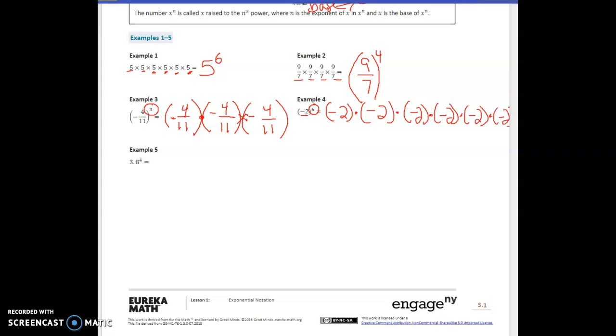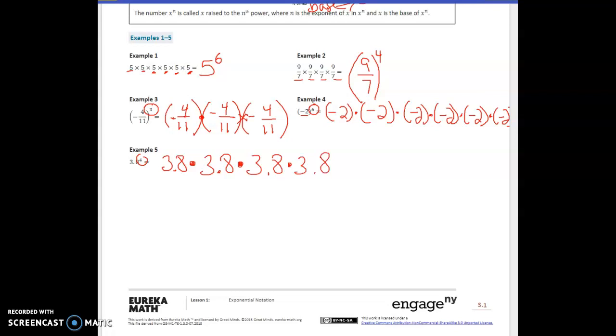It works with decimals. If we have 3.8 raised to the 4th power, that means I'm going to take 3.8 and multiply it by itself 4 times. 1, 2, 3, 4.